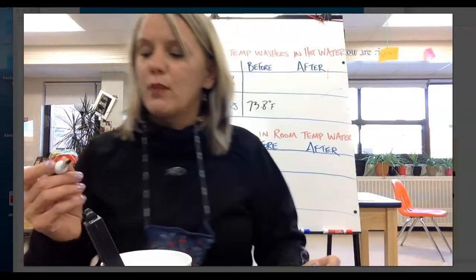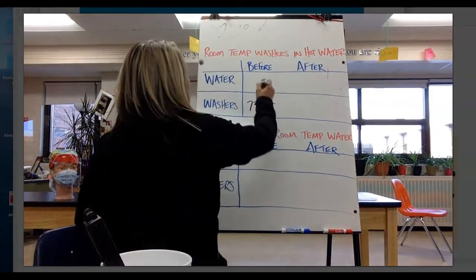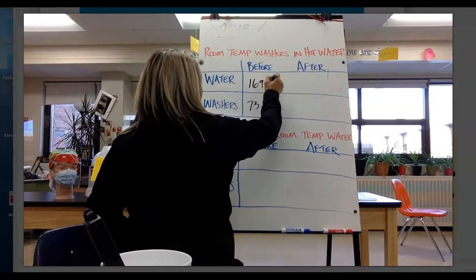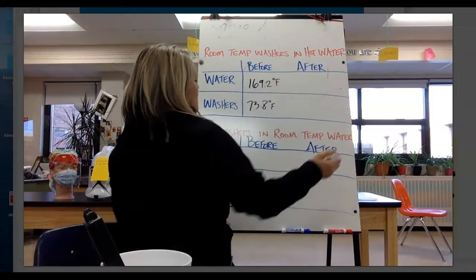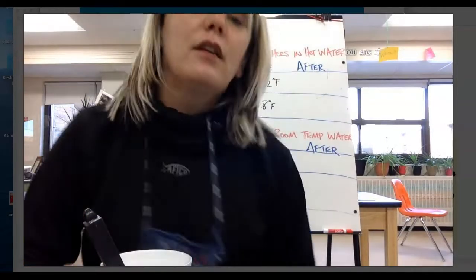The water I have in this cup is coming in at, still going up, 169.2 degrees Fahrenheit. All right, so now what's going to happen when I put these room temperature washers into the cup?